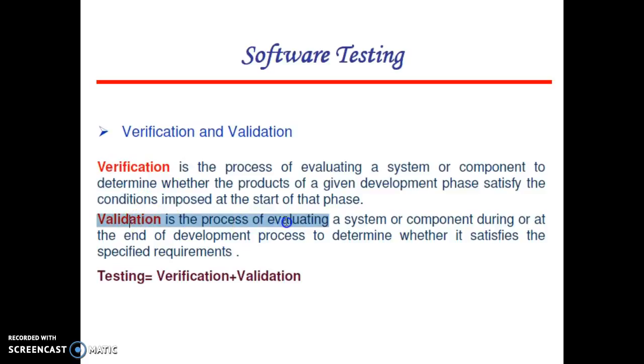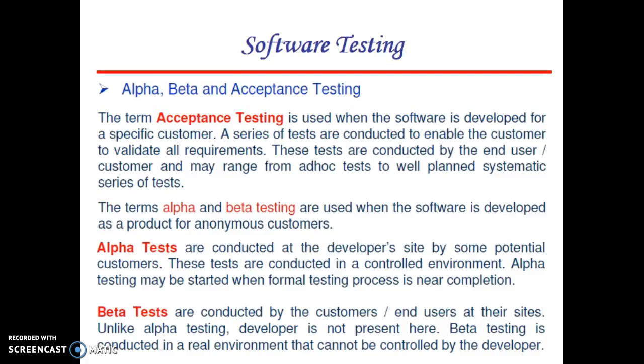Validation is the process of evaluating a system or component during or at the end of the development process to determine whether it satisfies the specified requirements. That means we are actually going to execute the system under validation to test whether it is giving the expected performance or not. So testing means verification plus validation.